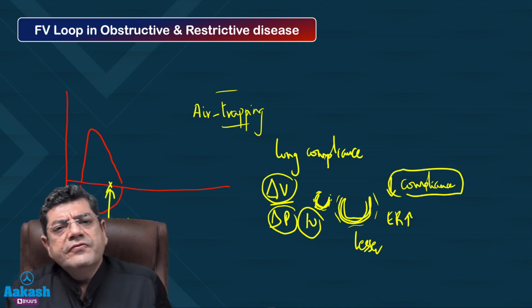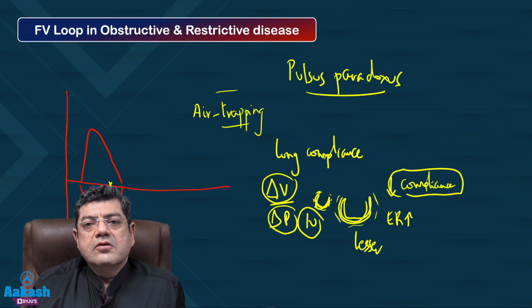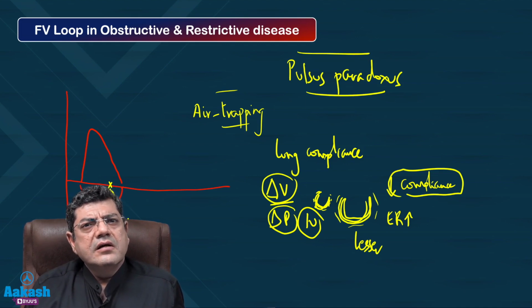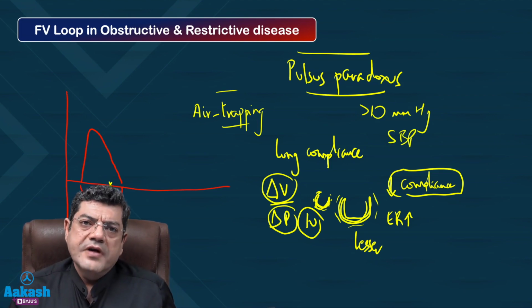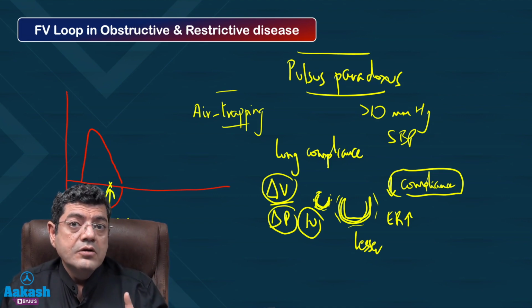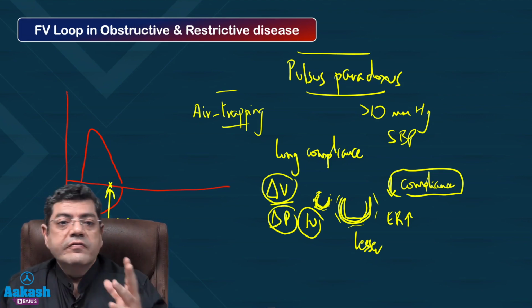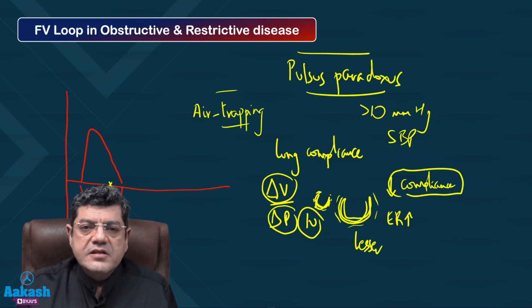Okay, you've heard of pulsus paradoxus, right? What is a pulsus paradoxus? Go on. Is it an inspiratory phenomenon or an expiratory phenomenon? It is an exaggerated fall of more than 10 millimeter mercury in systolic blood pressure during inspiration, right? So, two things. One, a fall of up to 10 is normal. Two, it is an inspiratory fall. Now, we've been saying COPD is predominantly an expiratory problem. So what's the problem with inspiration? This is the problem with inspiration.